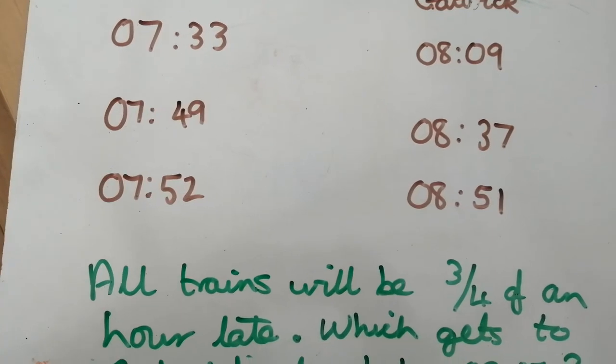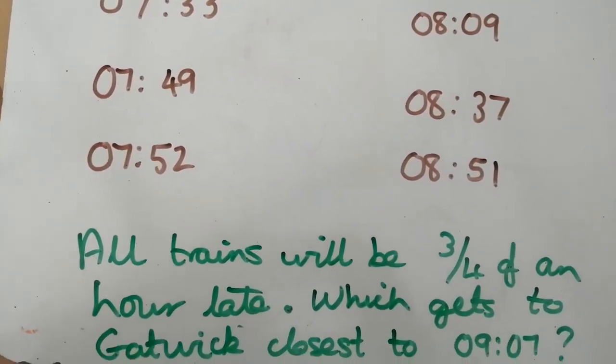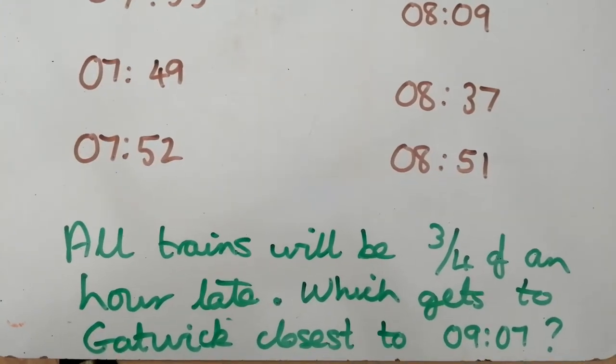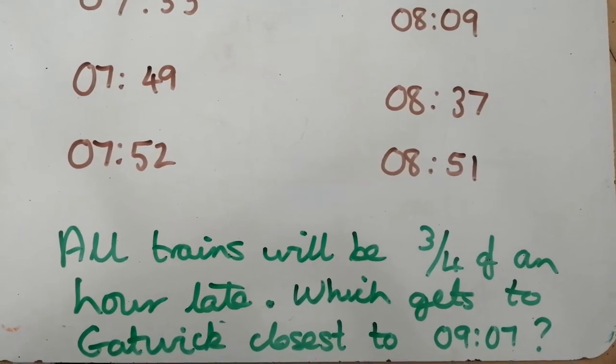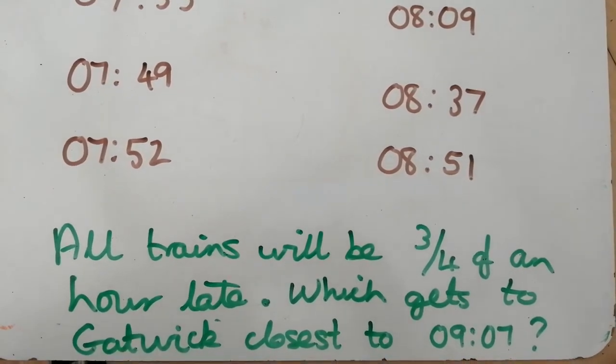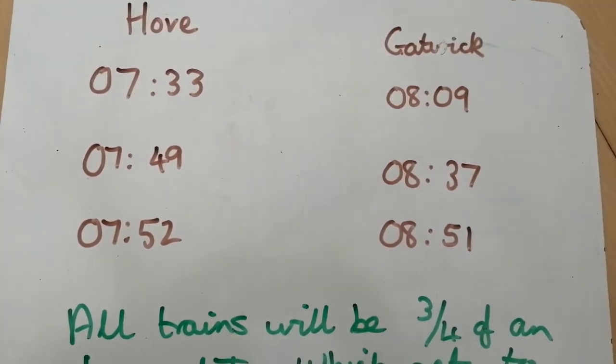However, there's been an announcement and all the trains will be 3/4 of an hour late. Which one will get to Gatwick closest to 9:07? So pause the video and work out 3/4 of an hour added on to the arrival time at Gatwick.